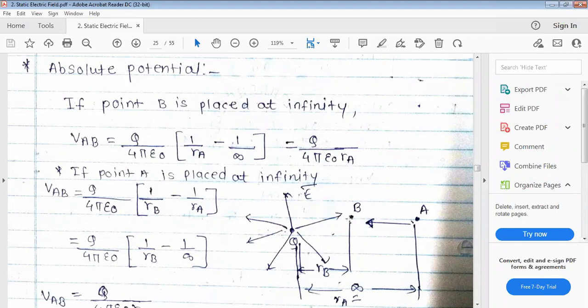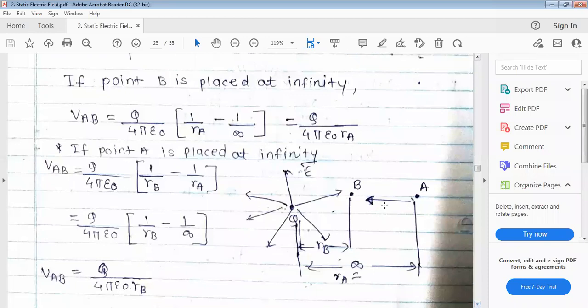Okay. Similarly, if I put this point charge B at infinity, then again, the distance of point A is RA, which is measurable. But if you place point B at infinity, what will happen? So VAB is equal to Q upon 4 pi epsilon 0 into bracket 1 upon RB minus 1 upon RA. Okay. So again, RA distance is infinity, so the final equation will be Q upon 4 pi epsilon 0 RB.